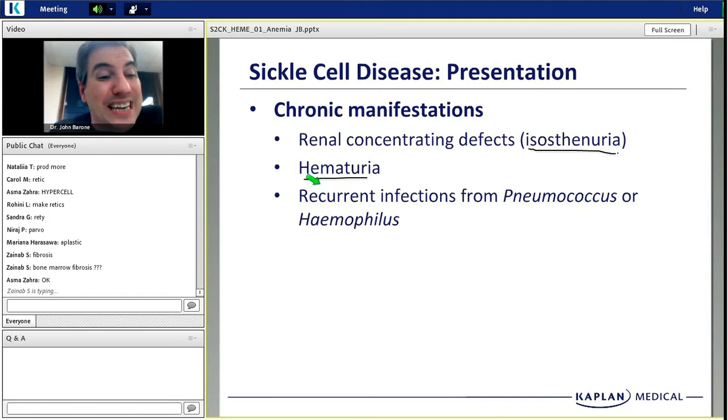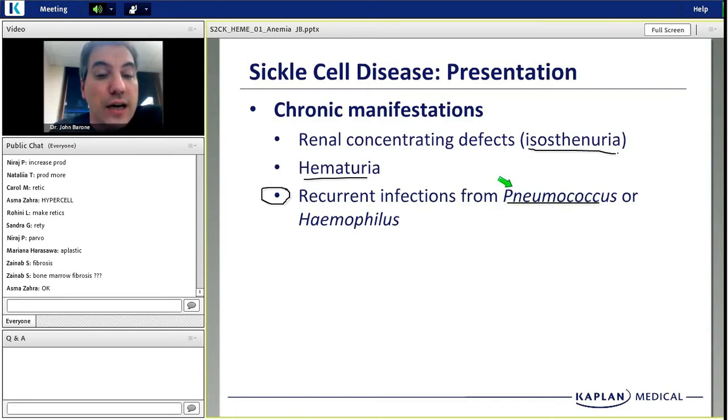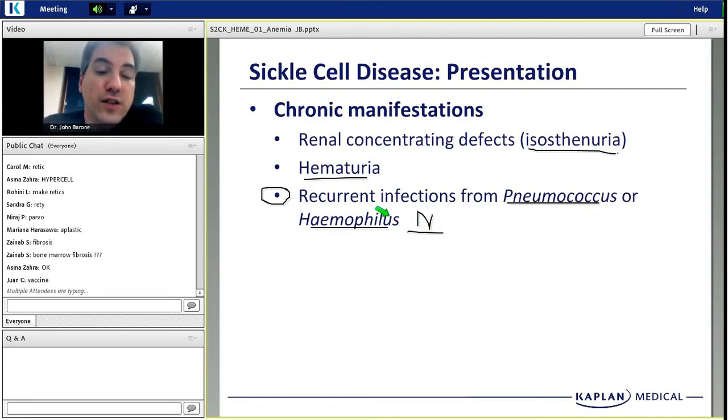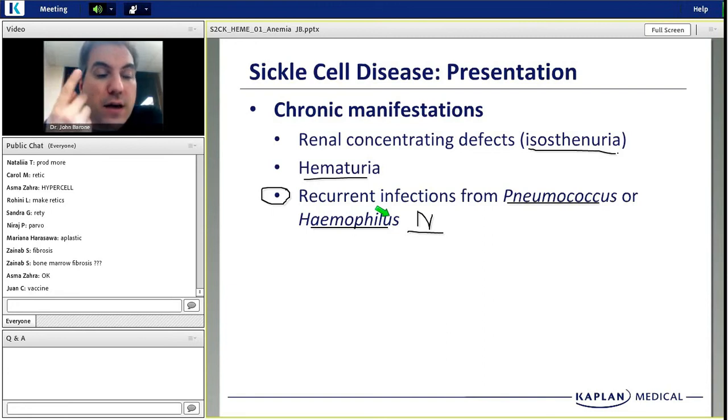The spleen gets destroyed. You get what's called autosplenectomy. So now you get risk of encapsulated infections like strep pneumo, Haemophilus, and Neisseria. So what should I do to all sickle cell patients? You should vaccinate, because by the time they're a teenager, their spleen is destroyed. So as soon as you diagnose sickle cell, all three vaccines: Pneumovax, Haemophilus vaccine, Neisseria.